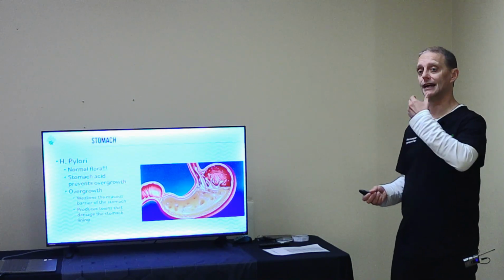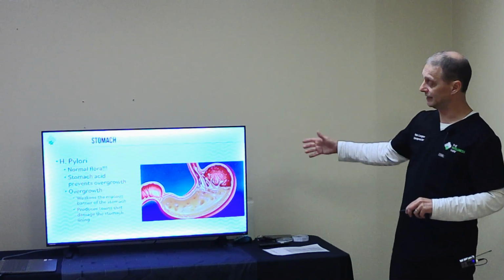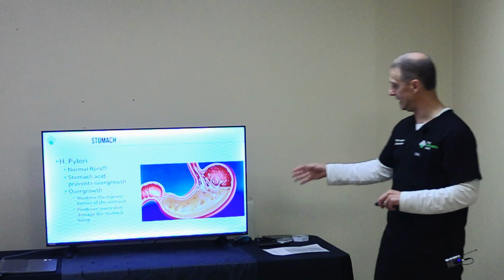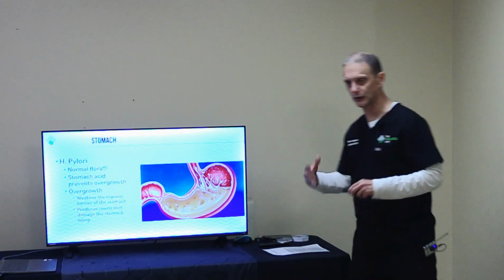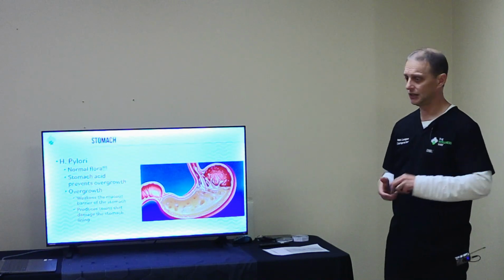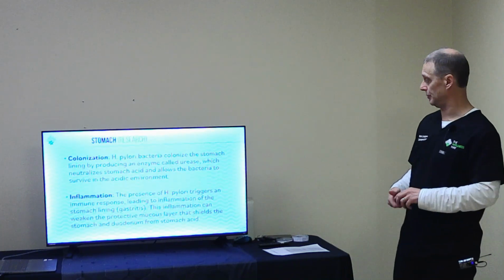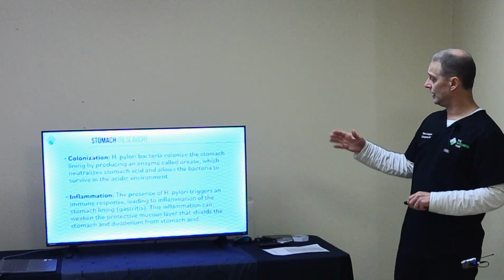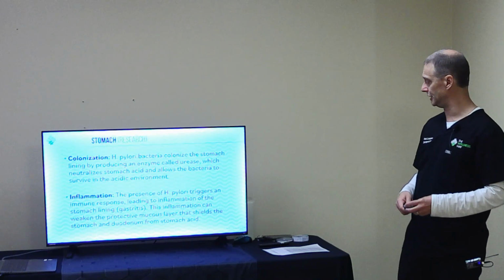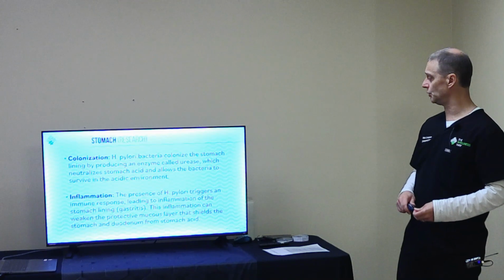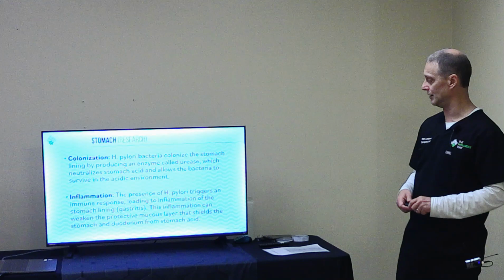It's that stomach acid coming up because H. pylori is overgrowing and taking out the mucus lining, so then acid is actually hitting the lining and creating irritation. So we've got to make sure that is working properly. H. pylori colonizes the stomach lining by producing an enzyme called urease, which neutralizes the stomach acid and allows the bacteria to survive in an acidic environment.